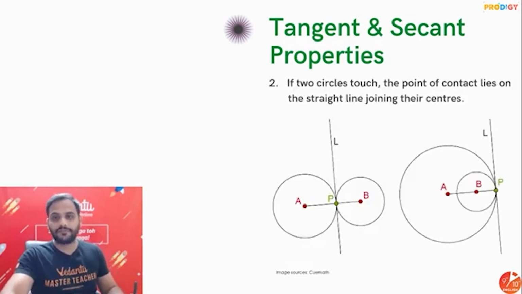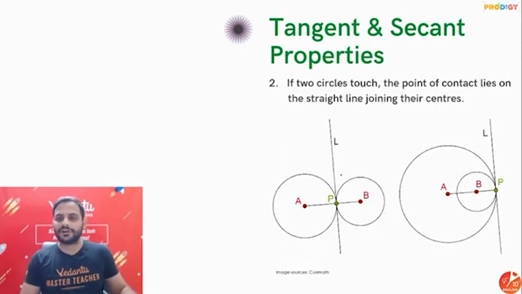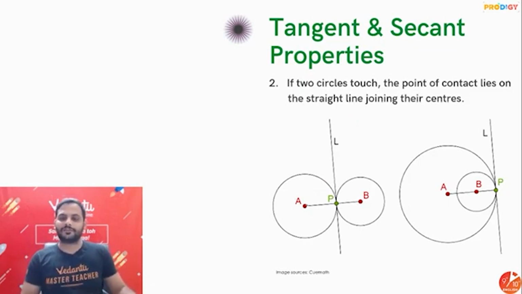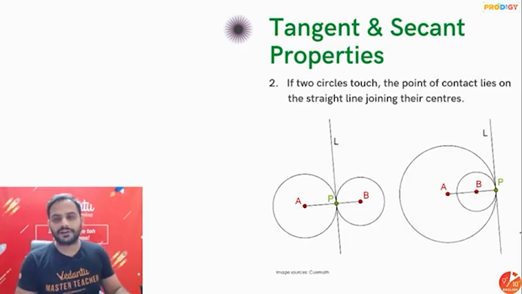First theorem, very important. Next thing, if two circles touch, the point of contact lies on the straight line joining their centers. So if two circles are touching externally or internally, the point of contact will be lying on the line AB joining their centers.